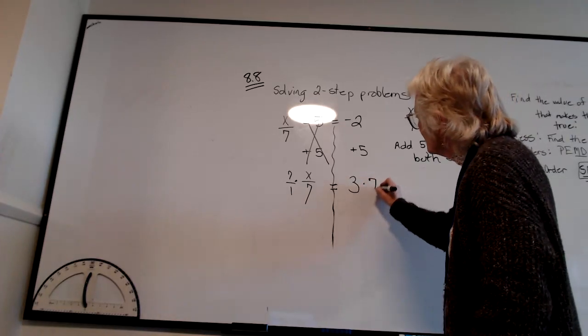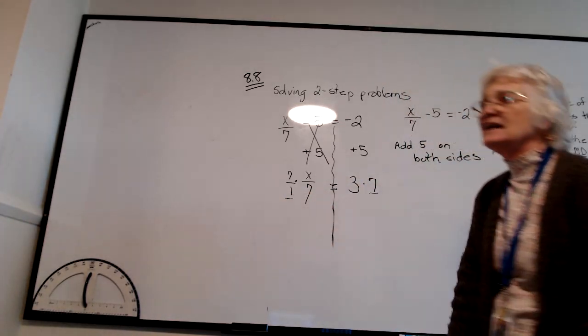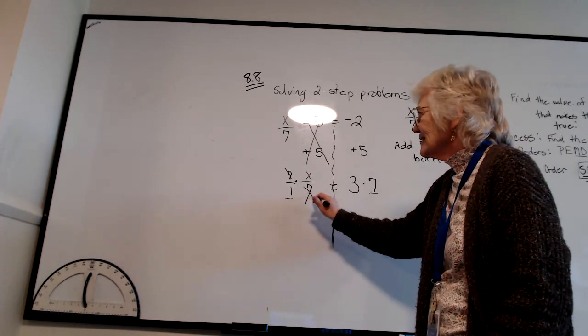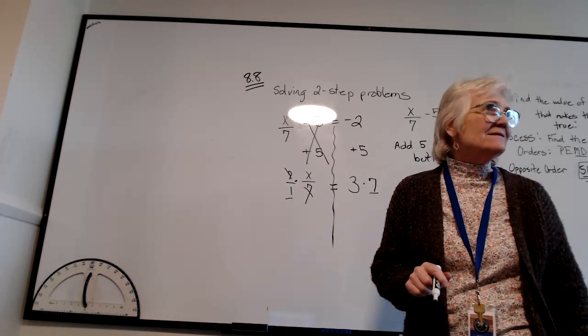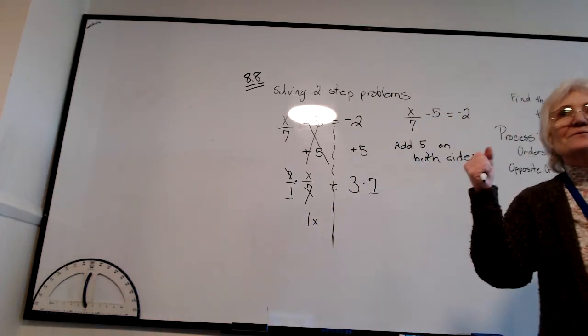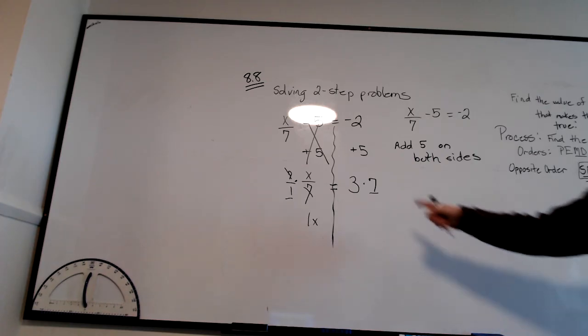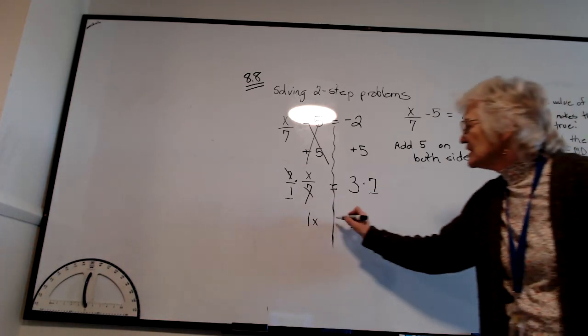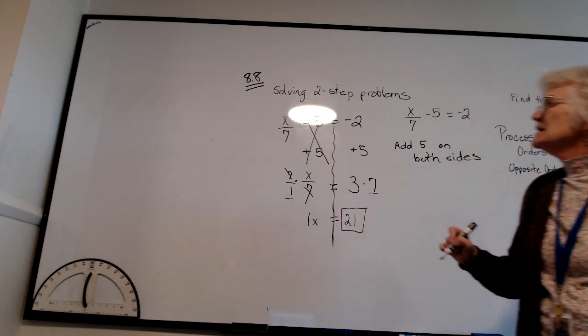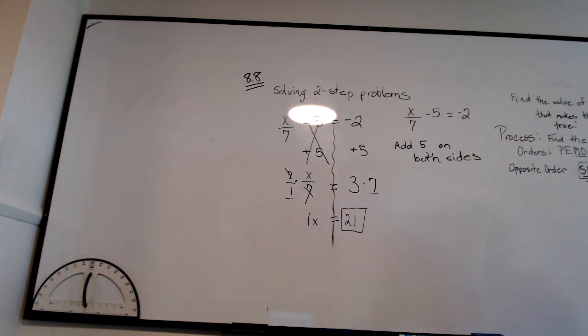Times 7 over here, so I'm doing it on both sides. But this just cancels, right? To 1 over 1, which is what I wanted. 1x. Yes, that's what I want. Now I have to do the multiplication here, which is 21. So it tells me that x is 21.